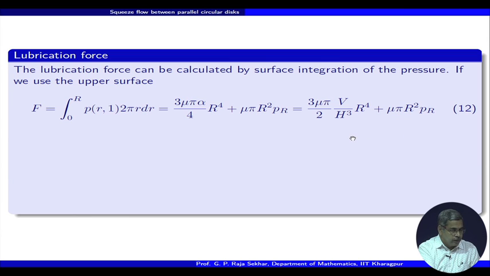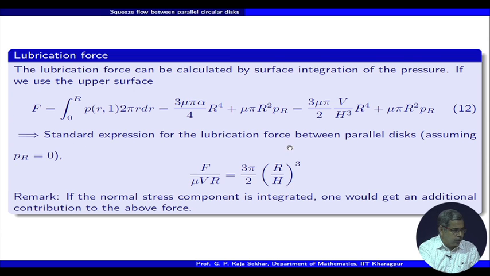Okay. So, if you take P r is 0, this component is not there. So, typically this is termed as the lubrication force. The standard expression for the lubrication force between parallel discs, if you assume P r is 0, we get the force equals to this. But then if we non-dimensionalize, we get the corresponding force as 3 pi by 2 r by h cube.